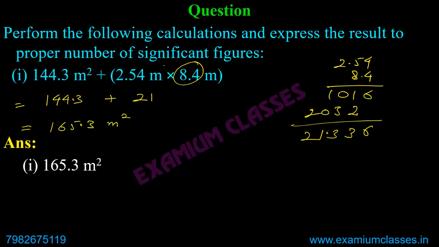Now remember again, here I have applied the addition rule. In this addition, 21 is an exact number. I will ignore this one. So the result will have as many decimal places as there are in 144.3. Clear? Simple questions, but still chances of mistake if you miss any step. For every step, you will apply the rule. First, you applied the rule here. Then you applied the rule here.